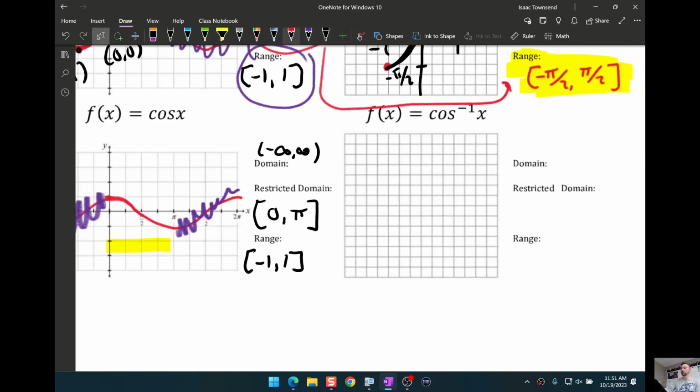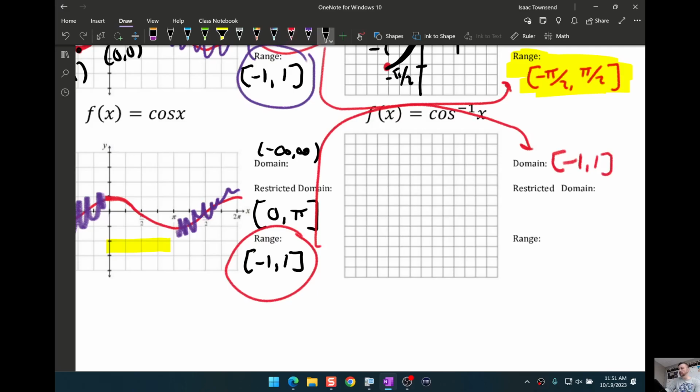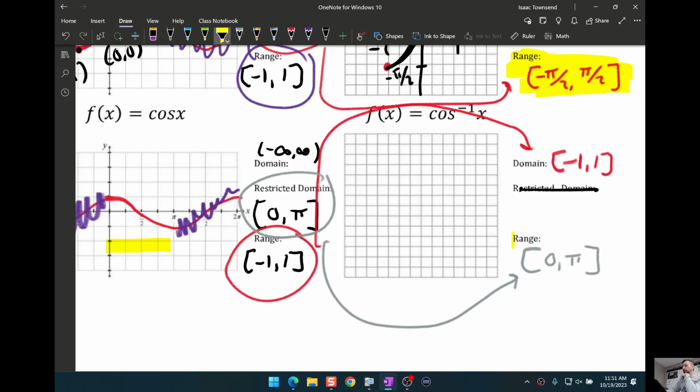So the possible y values, range, are going to become the possible x values, domain. The restricted domain is just a typo. We don't restrict the domain here. And then the possible x's become the possible y's. The range of inverse cosine is 0 to pi. This is the second of the 6 things we have to memorize in this section. Go ahead and finish copying that down.